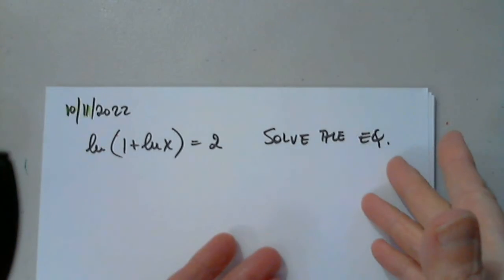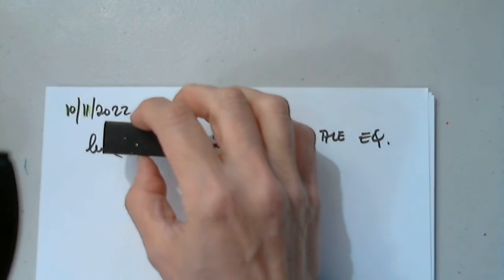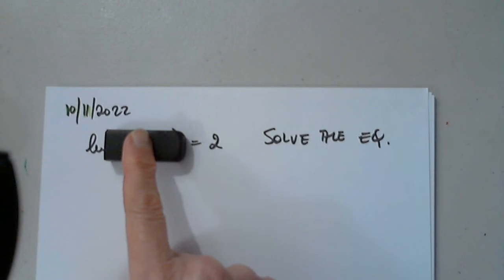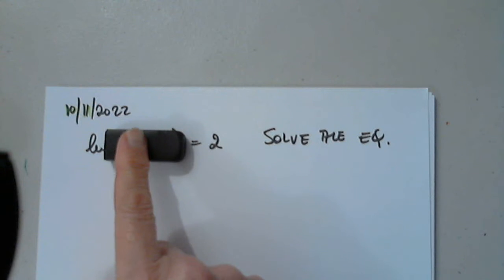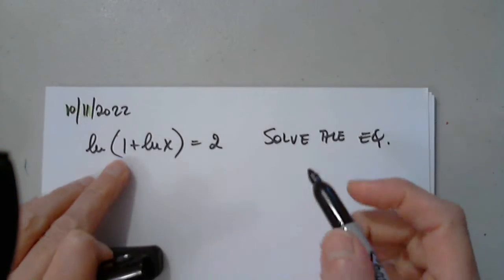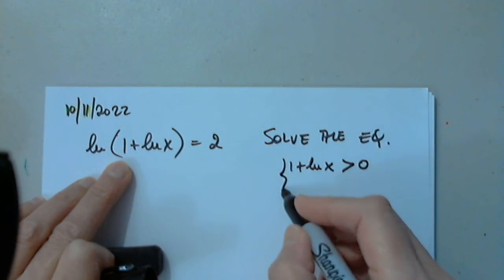said, well, solve for x, solve the equation. So first of all, I realized that this is a natural log of an expression equals 2. I know that this expression has to be what type of number? Greater than 0. Excellent. So that's my first condition. 1 plus natural log x has to be greater than 0.